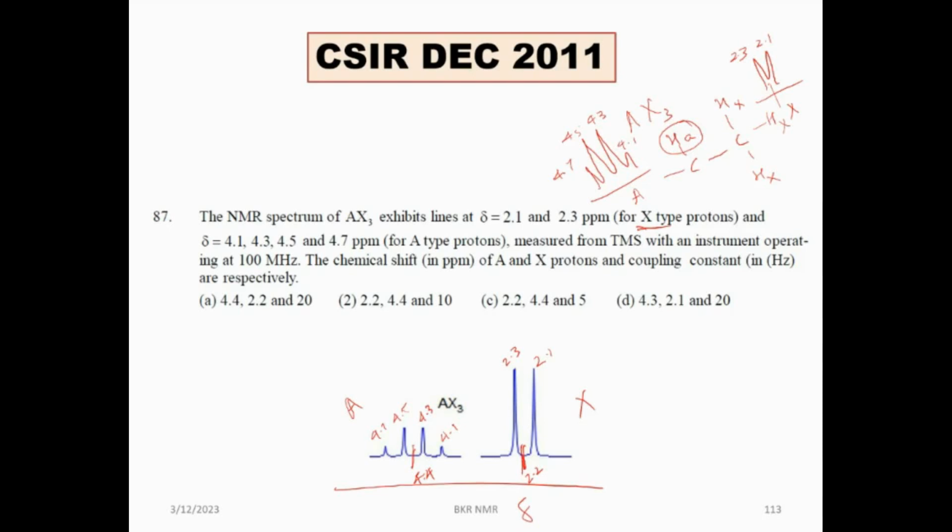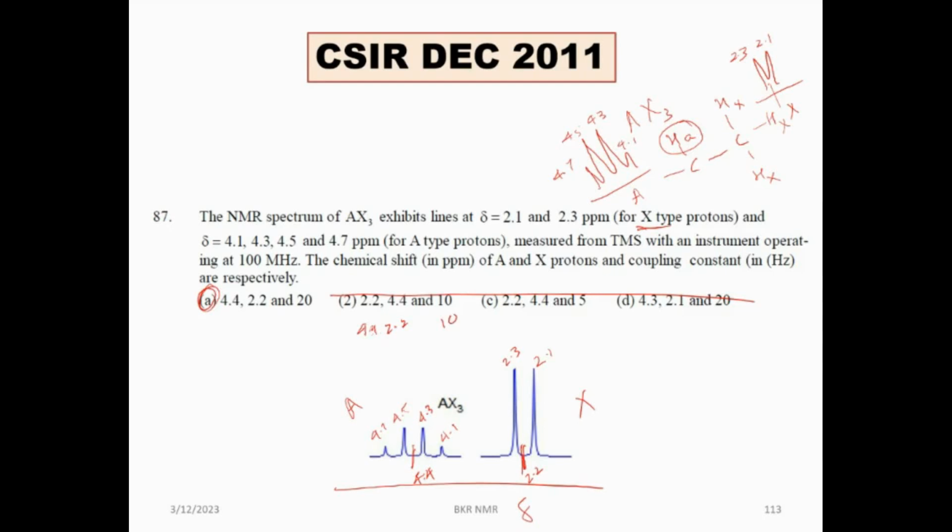A is 4.4, that's it, it is over. All the rest are wrong, so straight away we have got the answer. Understood? Suppose they have given another option which contains 4.4 and 2.2.